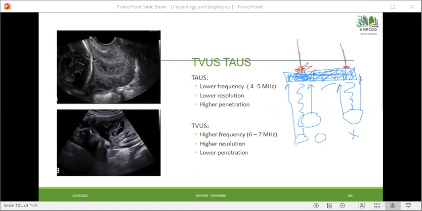The transabdominal ultrasound or the transabdominal probe has low frequency, so the waves will enter the adipose tissue and it will enter the subcutaneous tissue also, until it will reach the uterus and come back. The transvaginal one will show me high details of adipose tissue and subcutaneous tissue, but it will never show me until it reaches the uterus. Why? Because of the low penetration.